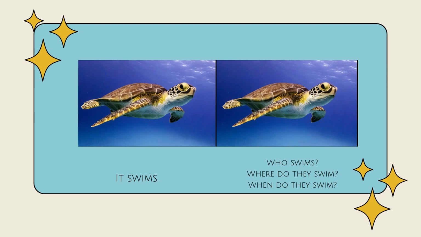So if we look at this picture, we see the sentence under it, it swims. So who swims? Where do they swim? When do they swim? We can change this simple sentence to a more complex sentence. The sea turtle swims in the ocean all day long.